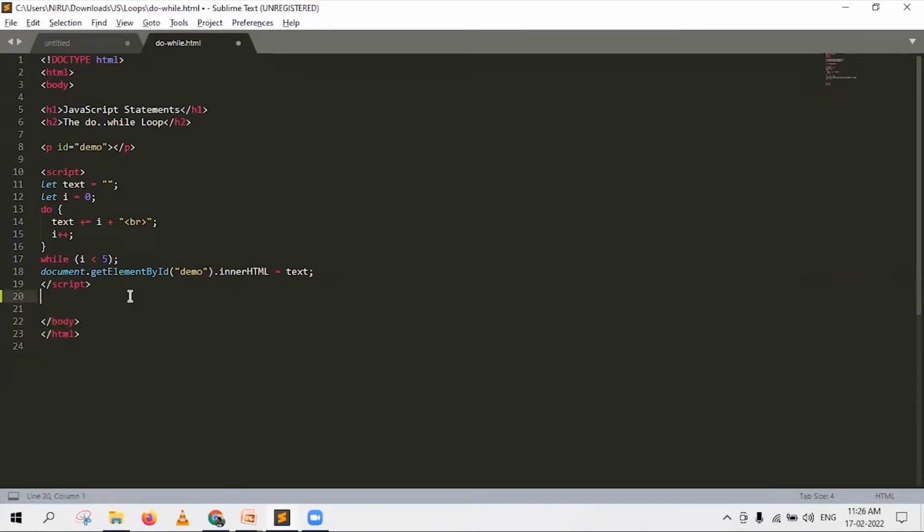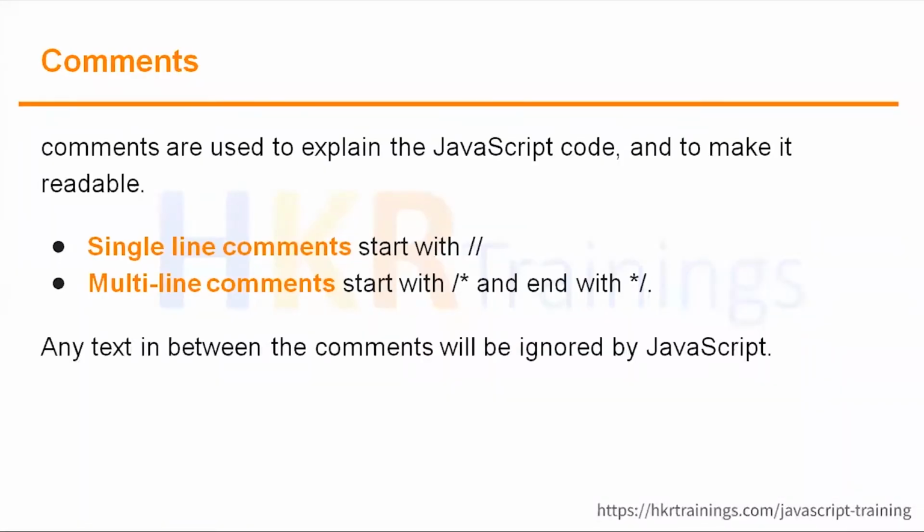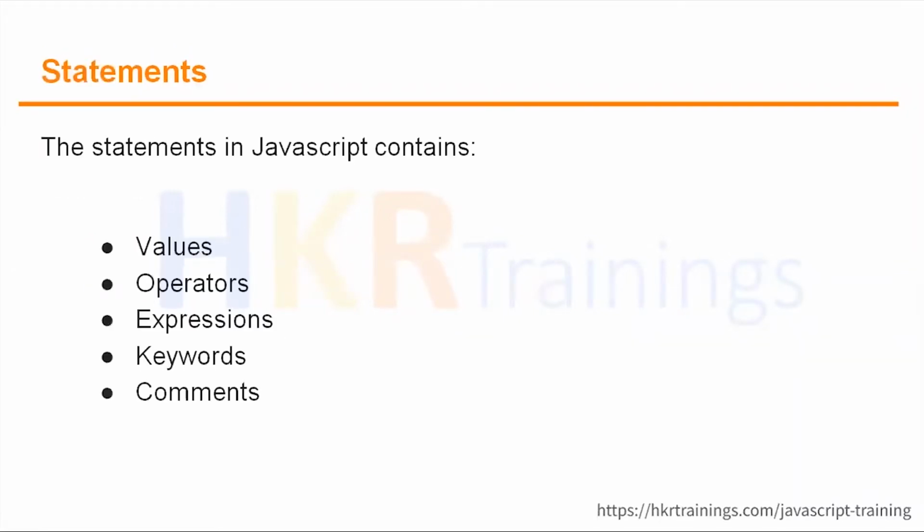Now let's go to another topic. Statements. Statements in JavaScript contain values, operators, as we discussed previously. Values, in the sense, like x equal to 6. 6 is a value. And operators, like just now we discussed regarding the operators. Maybe if you want, you can roll back and see that. And expressions, keywords, comments. So all these things. Comments, we just now saw how we can write some comments.